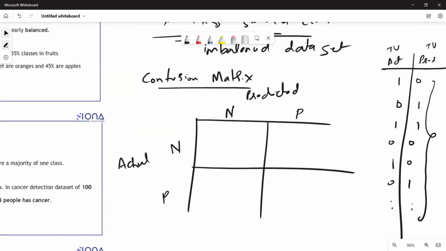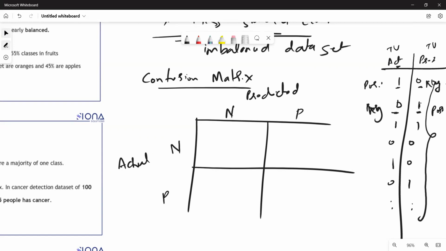The simple thing to remember here is, if a number is 0 in predicted, it is negative, and if a number is 1 in predicted, it is positive. Whereas if a number is 0 in actual, it is called negative, and the number 1 in actual is called positive.